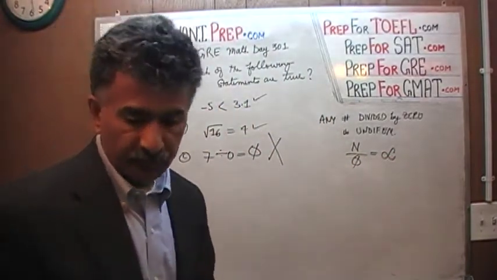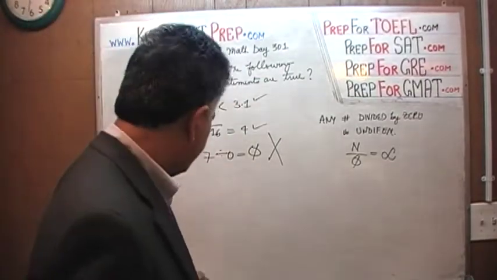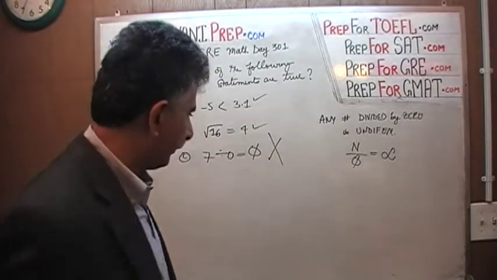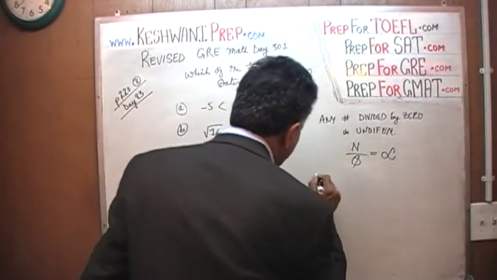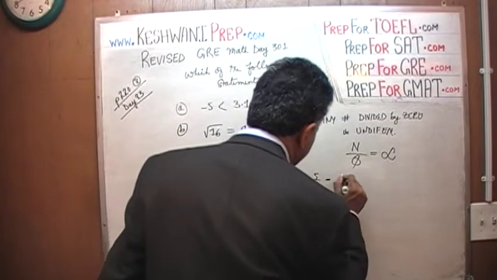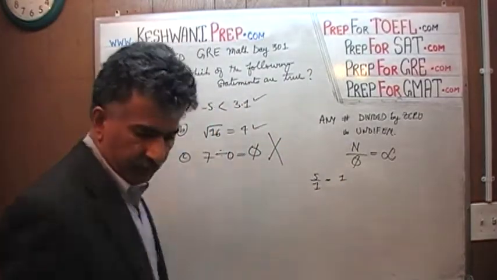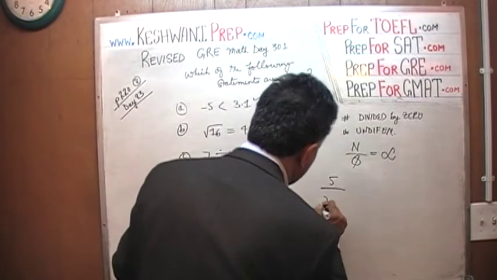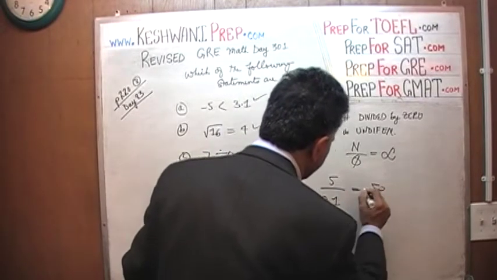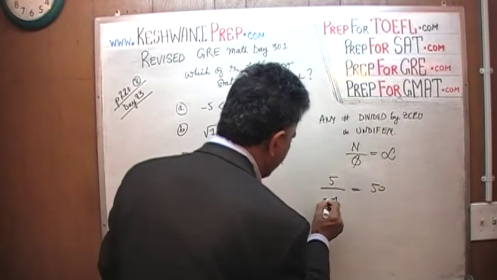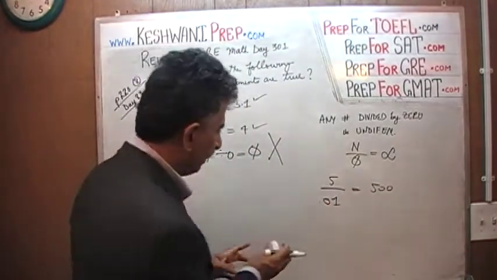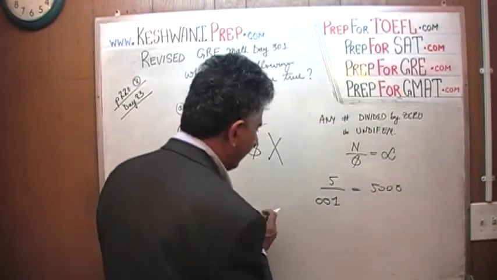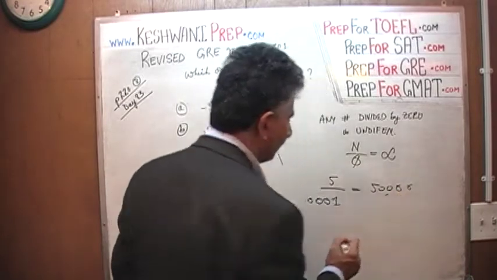Why is that? Do you know very quickly? Why is it that any number divided by 0 is going to be infinity? It's a very simple, very straightforward reason. For example, 5 divided by 1, of course, is 5. What about 5 divided by 0.1? That will be 50. What about 5 divided by 0.01? That will be 500. What about 5 divided by 0.001? That will be 5,000. What about 5 divided by 0.0001? This will be 50,000, and so on and so forth.